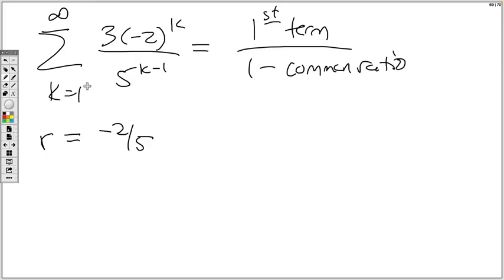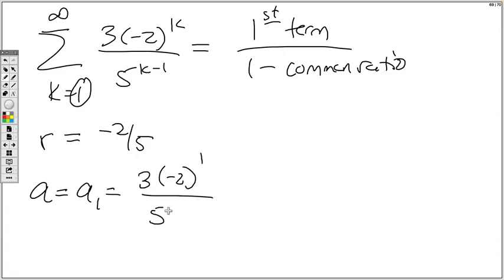I go to my series. The series here, k starts at what? 1. So a is a1. I just plug that in. In the numerator, I get what? In the denominator, I get, you with me or not, folks?